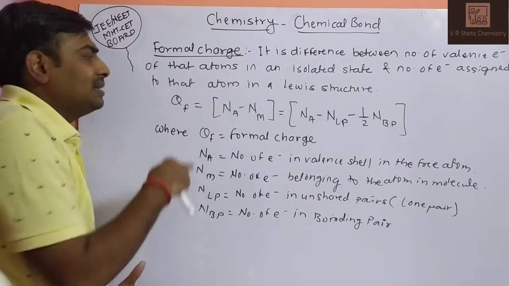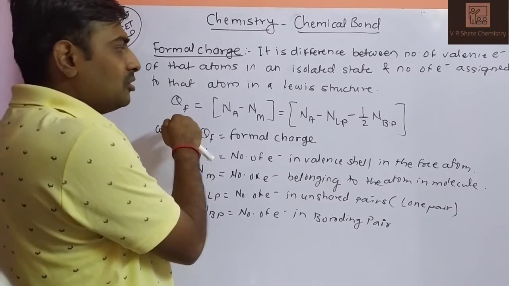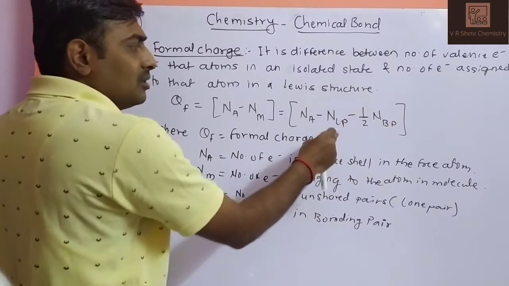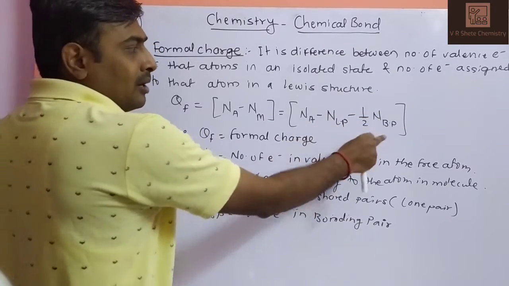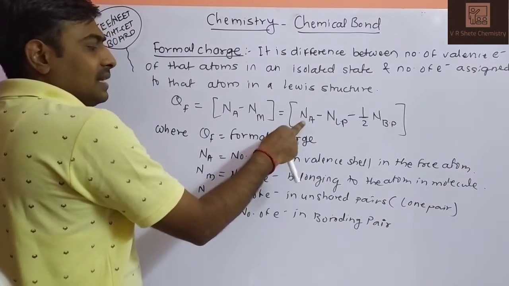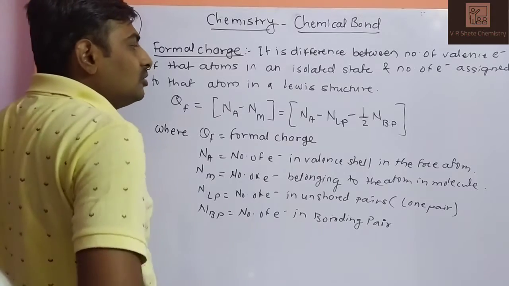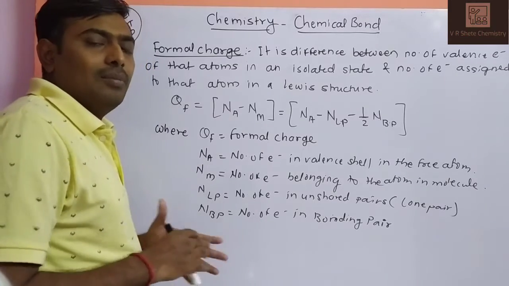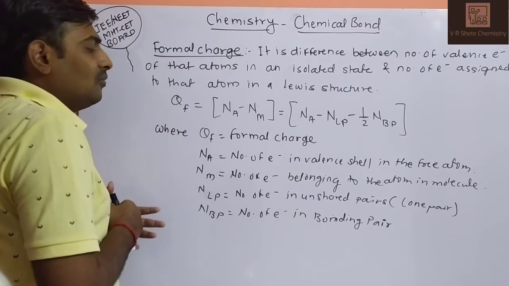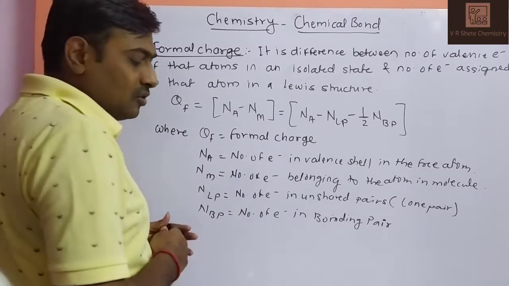Mathematically, Qf, the formal charge, is equal to Na minus Nm, or it can be elaborated as Na minus Nlp minus 1/2 Nbp. Here Nlp is the number of electrons in lone pairs, Nbp is the number of electrons in bond pairs, and Na is the number of valence electrons in the shell of a free atom. So we will calculate the formal charge. First of all, we will take an example.